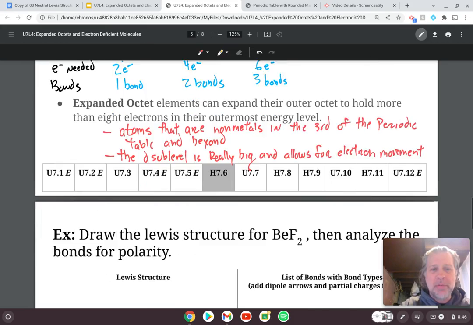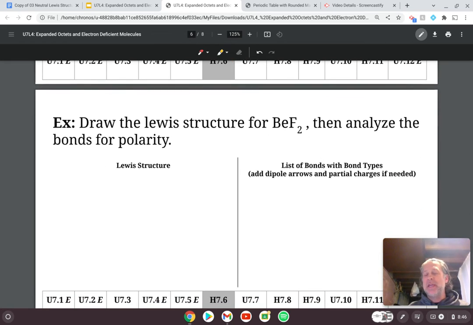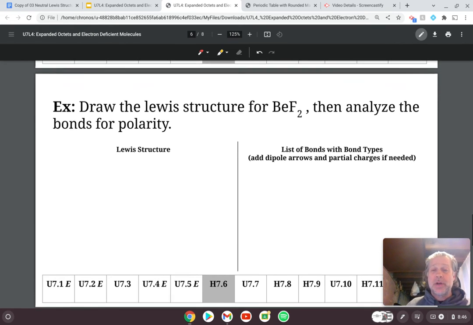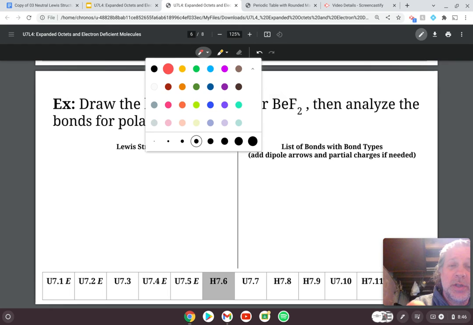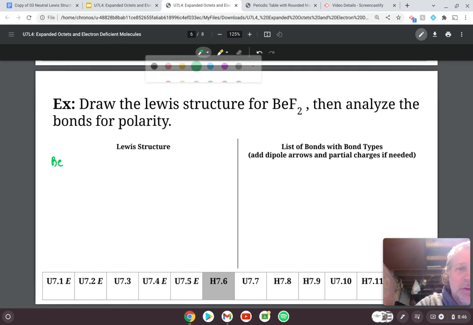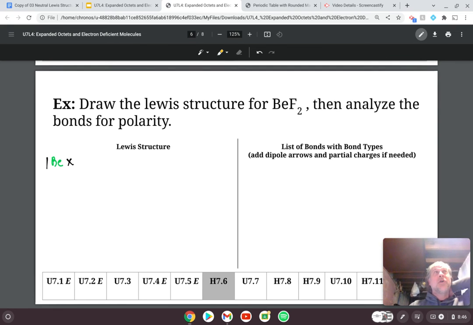Now, let's do a couple of examples. So here we have BeF2. BeF2 falls into one of the categories of an electron deficient atom. So we're going to start by doing what we do, which is identifying the number of electrons. So beryllium, there's one of them. And beryllium, according to what we just talked about, has a total of 2 valence electrons. So 2 valence electrons.